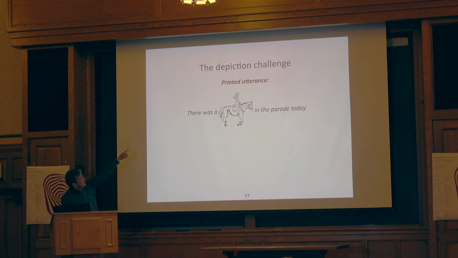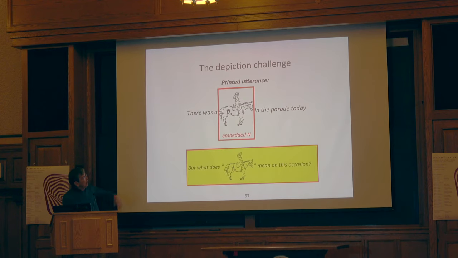So the challenge is, when I say "there was a [depiction] in the parade today," you're supposed to figure out what that is. It's an embedded noun. It's being treated as an embedded noun, but you don't want to say it means woman riding a horse, or a horse with a woman on it, or a horse and a woman. You have no idea, without something else, what actually might be a possible expression.